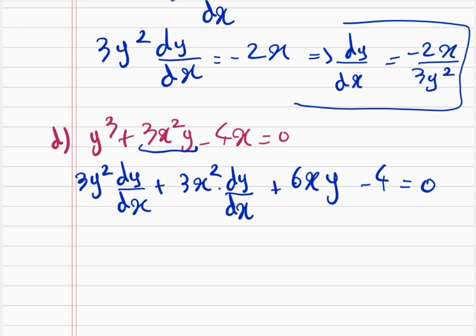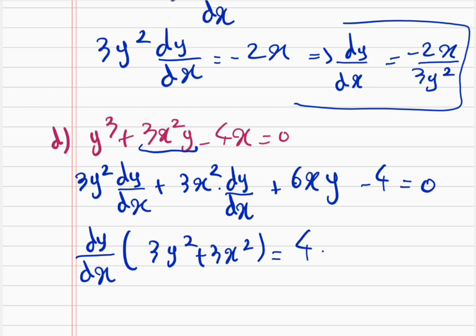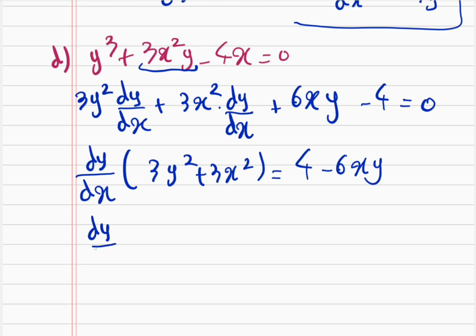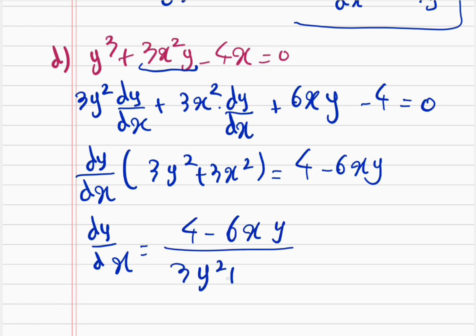Now it's about rearranging. We can factorize and take a factor of dy/dx. Then we have 3y squared plus 3x squared, all times dy/dx, equal to 4 minus 6xy. And finally, a division: dy/dx is equal to 4 minus 6xy divided by 3y squared plus 3x squared.